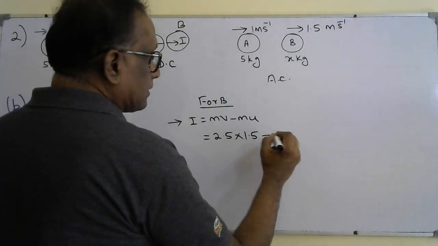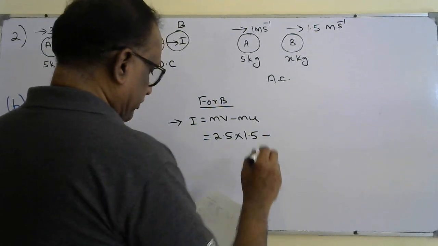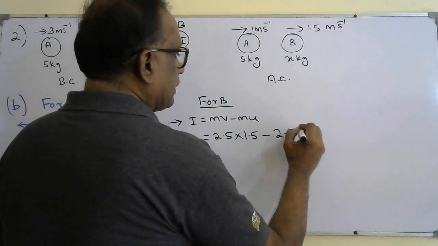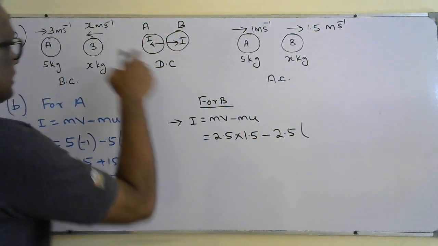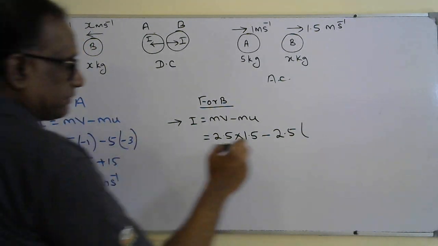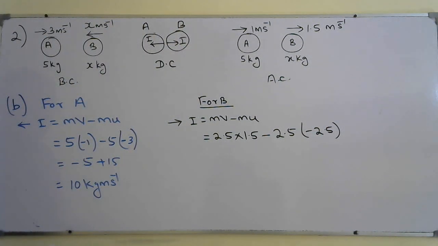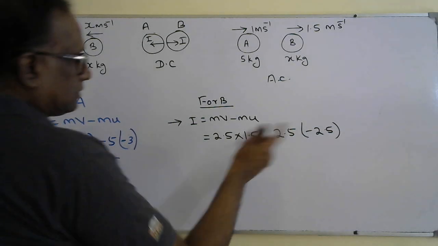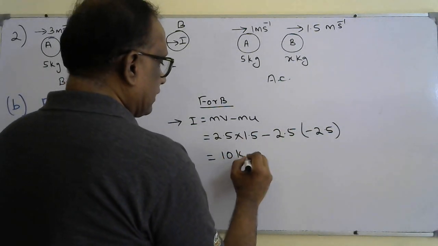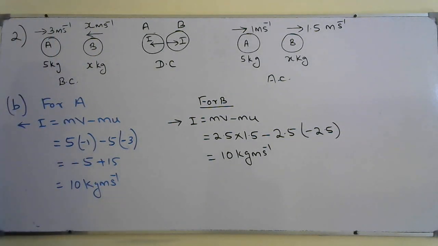This minus, again the mass is 5 by 2, that is 2.5, into the initial velocity towards left, which is 2.5. I am taking towards right as positive, so minus 2.5. Solve it. You will get 10 kilogram meter per second. So both will have the same impulse.